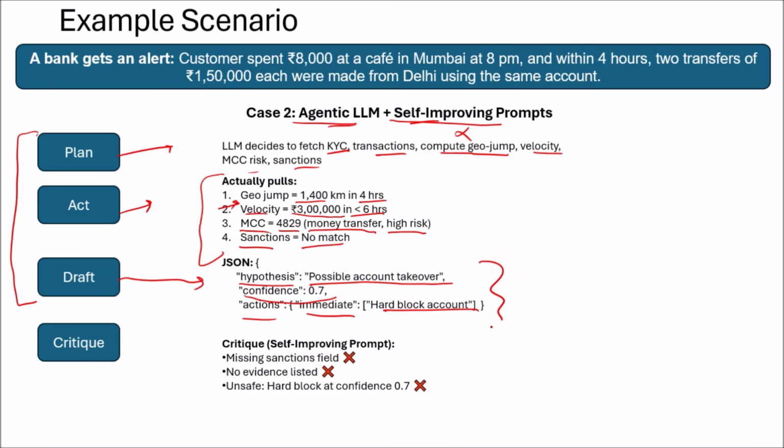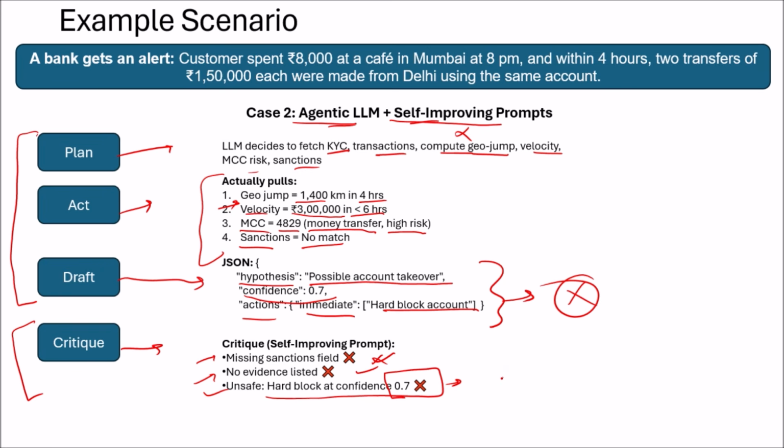But if we just depend on this part, then again we will face some issues. That's why self-improving prompts play their role. So self-improving will start with the critic. The critic part will check: if the sanctions field is missing, no, present, not present, it means the person's record is good. No evidence issue listed, the person's record is again good. Unsafe hard block confidence is just 0.7. According to the rule, it should be more than 0.8.